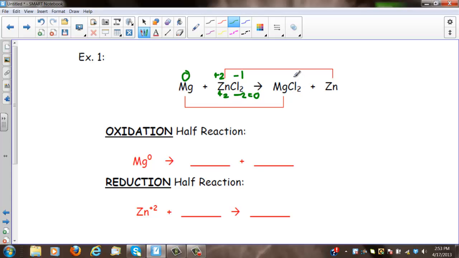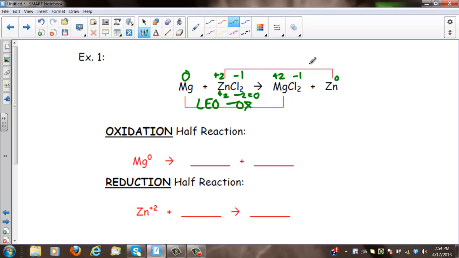Over here, chlorine is -1 times 2 is -2. I need a total of 0, so this has to be +2. And zinc is 0 because it's by itself. So for magnesium, I'm going from Mg0 to Mg plus 2. I'm becoming more positive, so I must have lost electrons to do that. So this is LEO. Loss of electrons is oxidation. So this is oxidation. Over here I went from Zn plus 2 to Zn0.